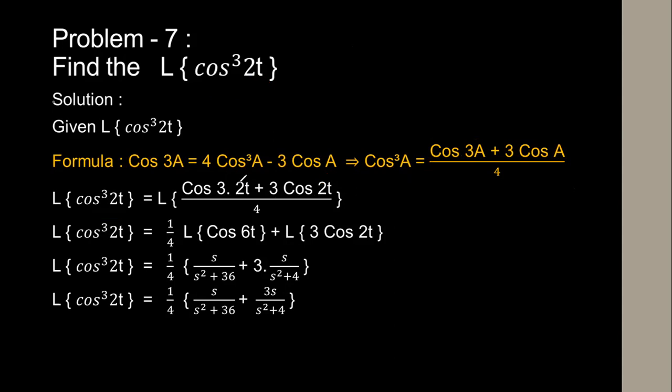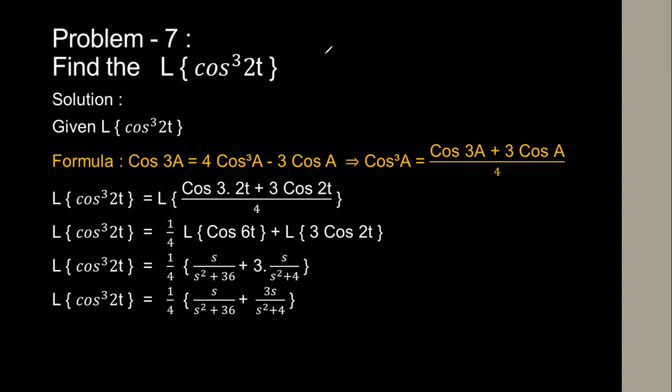Right. 3 into 2t is nothing but 6t. Cos 6t plus 3 cos 2t by 4. So this 1 by 4 will be taken outside, which is a constant. 1 by 4 into, so you can apply the Laplace transform to this combined function individually. So now 1 by 4 into what is Laplace transform of cos 6t? s by s square plus 36, plus 3 into, 3 is a constant, 3 into what is Laplace transform of cos 2t? That is nothing but s by s square plus 4. Right. Finally, s by s square plus 36 plus 3 into s is nothing but 3s by s square plus 4.